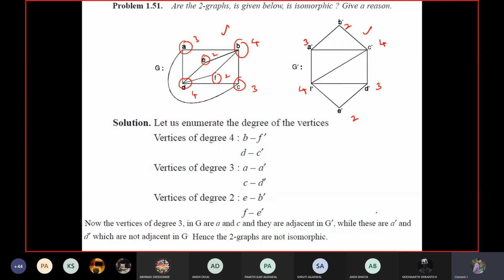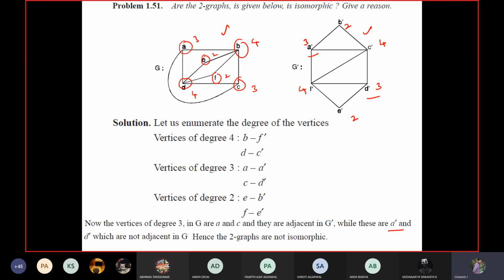Also, they are justified here in a different manner, like here A dash and D dash, which are not adjacent in G. See here, A dash and G dash are both 3-degree vertices, right? But in your original graph G, the 3-degree vertices are connected by an edge. Can you get the point I'm saying? Yes, sir. Because of that major reason, you can justify with only one sentence. That is more than enough to say it is not an isomorphic graph.